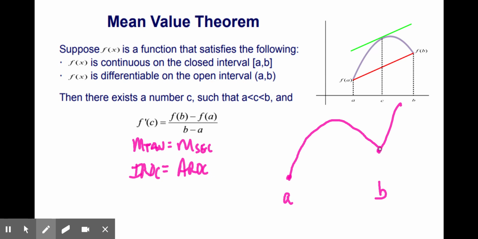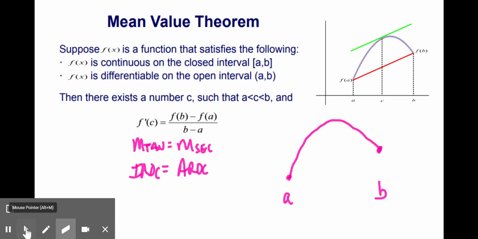F prime would be undefined there, okay? So we just ignore the endpoints, as best we can, so that we don't have to worry about them. So we eliminate the fact that the function has to be differentiable at the endpoints themselves, because we don't know if they're going to be differentiable at the endpoints themselves.